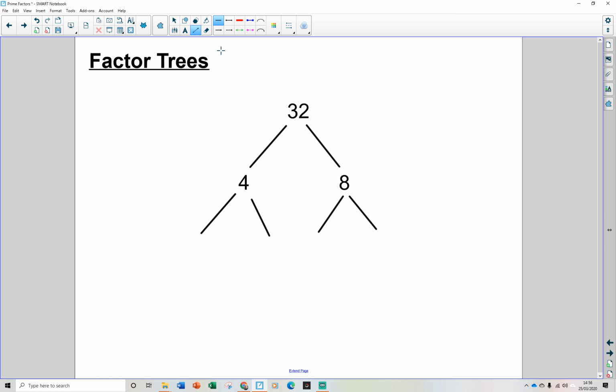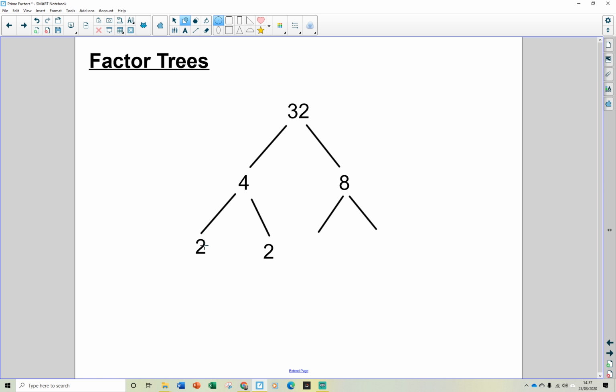Okay, let's see what I can find. Let's work with 4 first of all. I need a pair of numbers that make 4. Well, 2 times 2. It's the only way I could do it other than 1 times 4, and we can't use 1. 1 is not a prime number. We can't end up with 1 at the end, and we'd end up with 4 again, and we'd have to keep going and going forever. Okay, so we're trying to get to a prime number at the end.